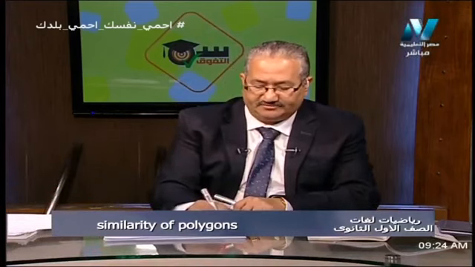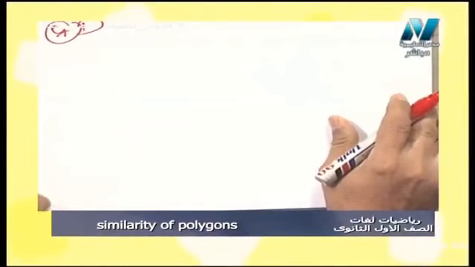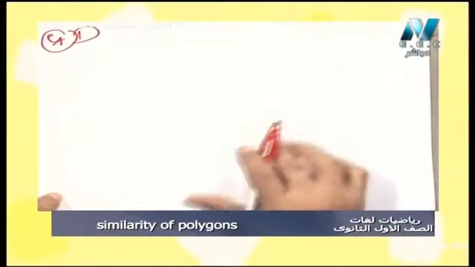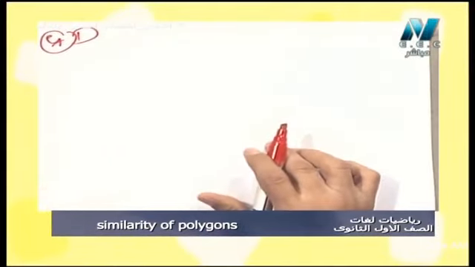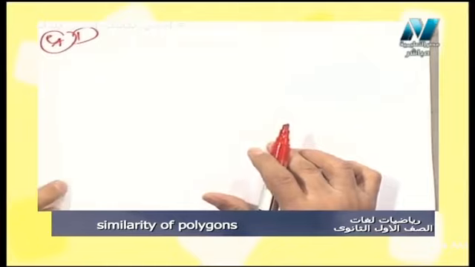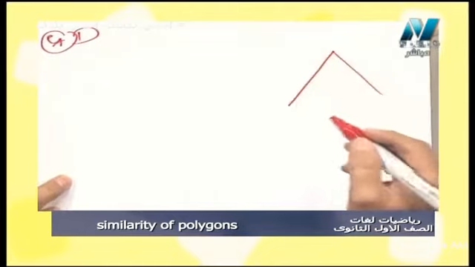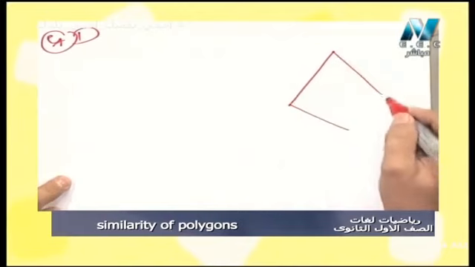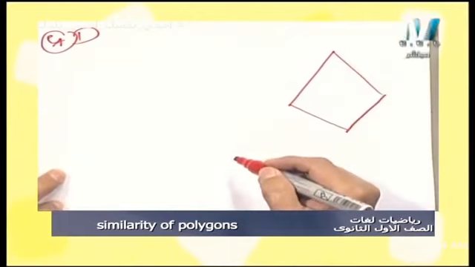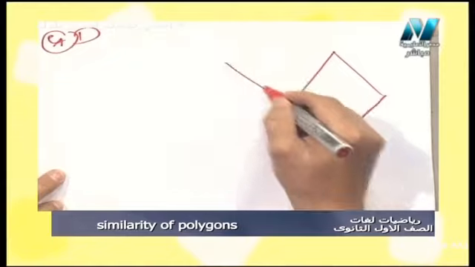Example number 1. Let's go directly to the example. If we have two polygons like that, this is the first one, the second one.